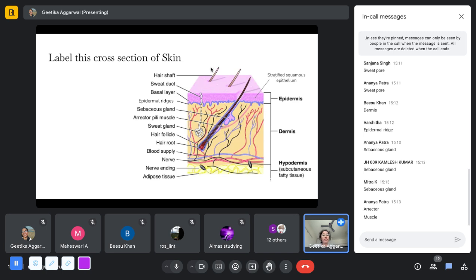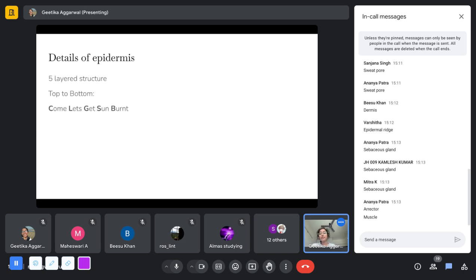This is the hair shaft, as you said, the sweat duct, basal layer, epidermal ridges, as you mentioned, the sebaceous gland, erector pili muscle, the sweat gland, the hair follicle, the hair root, blood supply to the skin, nerves, nerve endings, as we can see here, and the adipose tissue of the subcutaneous layer. So, this is how a cross section of the skin looks. And if you are asked to label these, I hope you will be able to do that in your exams.